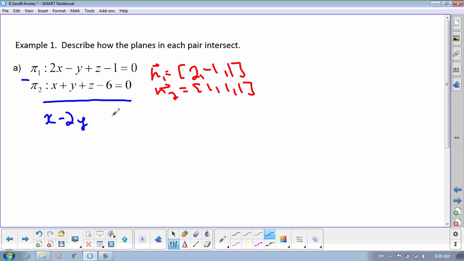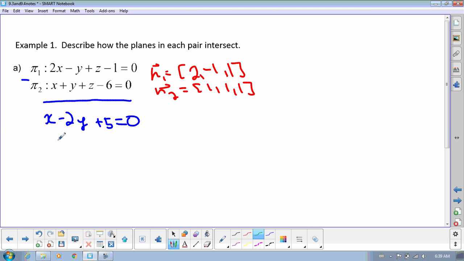And I have negative 1 minus negative 6. So that becomes negative 1 plus 6. So I have plus 5 equals 0. So this here is a representation of our line. But it doesn't look like the equation. Well, actually, this one does look like the equation of a line. However, it is not. I need to create parametric equations.